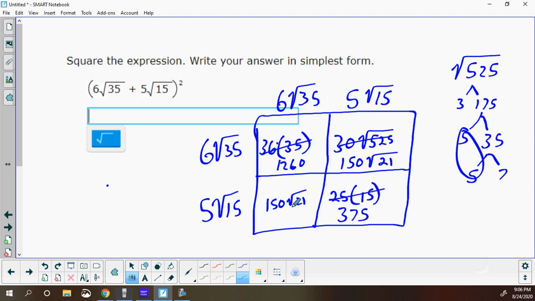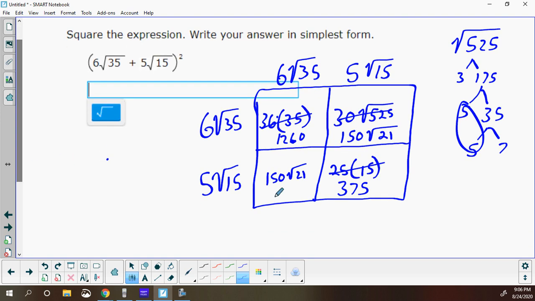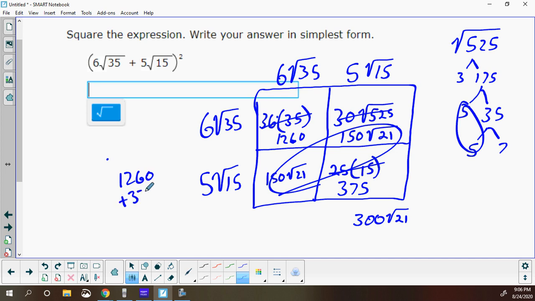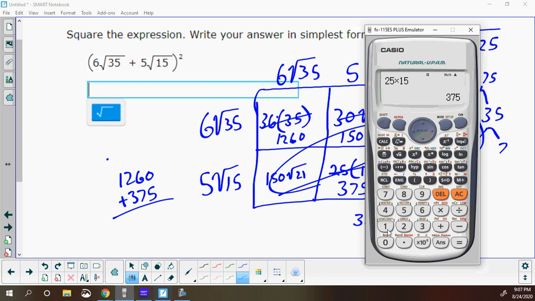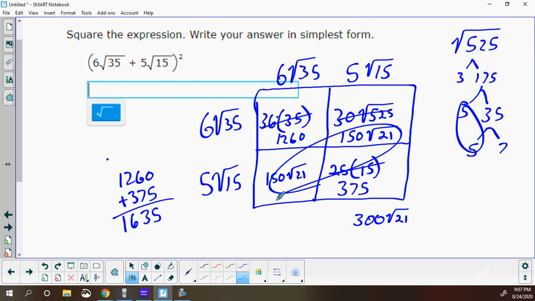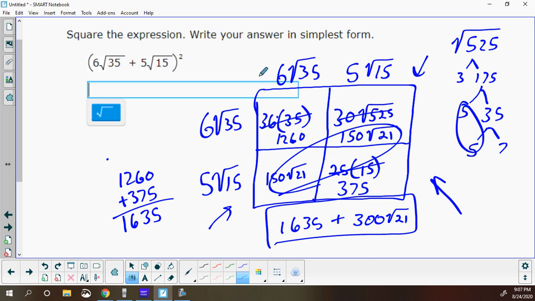Add these like terms. 150 and 150 is 300. Okay, adding these, so 300 root 21. 375, so 1260 plus 375. 1260. Oh boy. Oops, not times, add. 375. 1635. Sounds like a history date. We know 21 doesn't break down anymore because of this work right here. And this is the final answer. Again, this is when you get up to that 90 range or 80 range, I guess. But we will be doing Punnett squares the next half of this unit, okay?